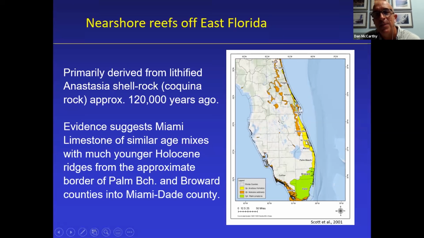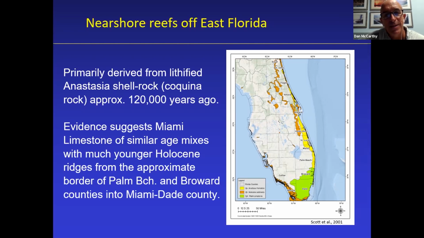And if you look at this map, you're seeing different colors that represent the different kinds of limestone, where it was formed or how it was formed. Primarily, the limestone that we see along the coast is derived from lithified or solidified Anastasia shell rock, sometimes referred to as coquina rock. That was formed in the range of 114,000 to 125,000 years ago, or 120,000 is a good ballpark figure, okay?